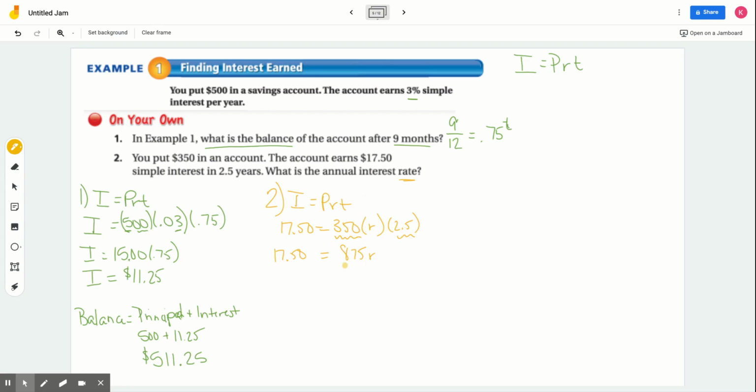So the inverse of multiplying is dividing. So divide by 875 on both sides to find the rate. When you long divide 1750 by 875, you're going to end up with 0.02. But remember, we're finding our annual interest rate, which is a percentage. How do we change 0.02 to a percent? We can take the decimal and move it 2 times to the right. So the annual interest rate in problem number 2 is 2%.